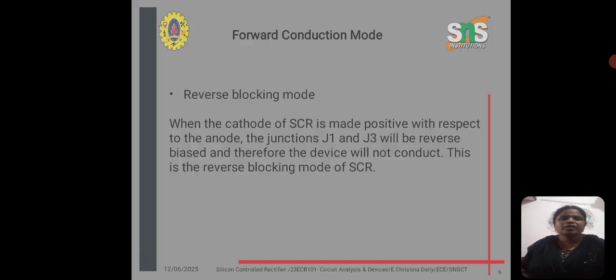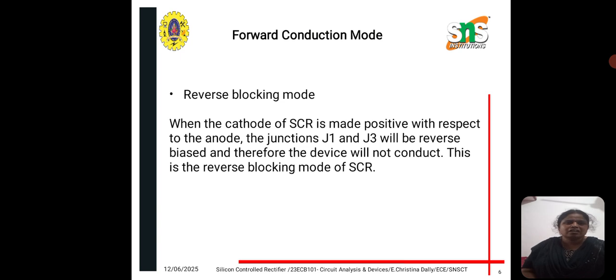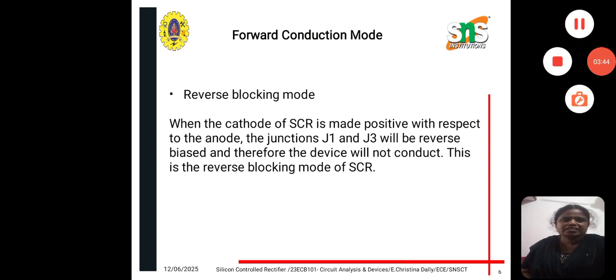The next one we are going to see is the reverse blocking mode. The reverse blocking mode is when the voltage is connected in reverse with respect to the anode. At the same time, the junctions J1 and J3 will be reverse biased, and therefore the device will not conduct. So this is the reverse blocking mode of the SCR.